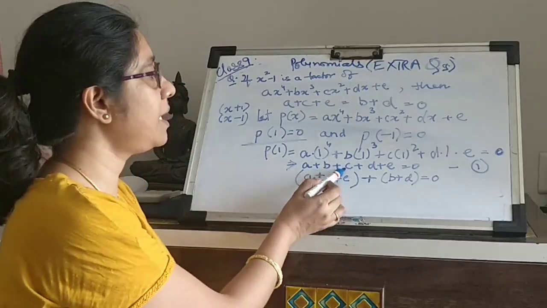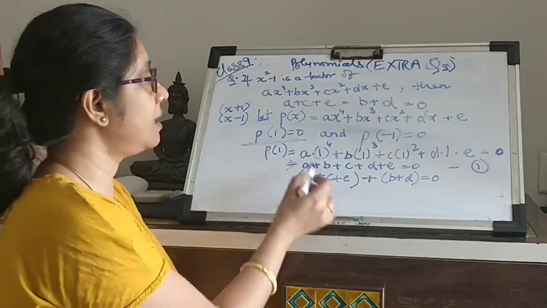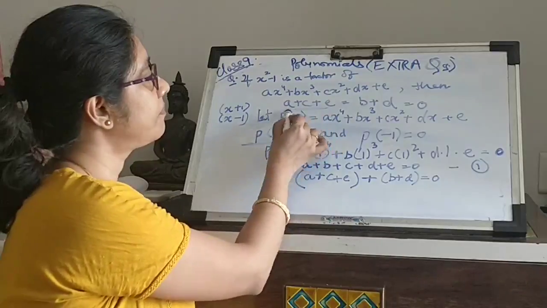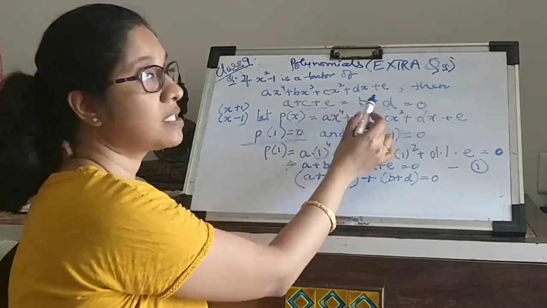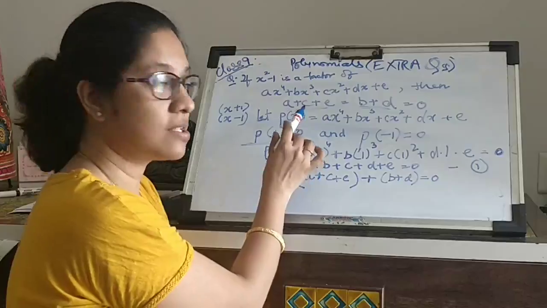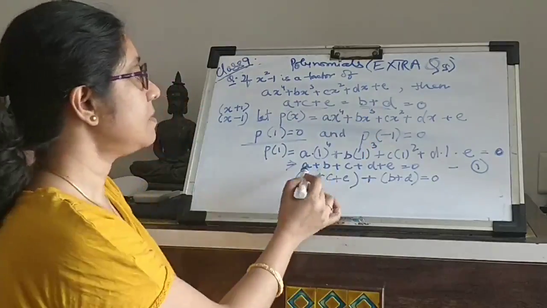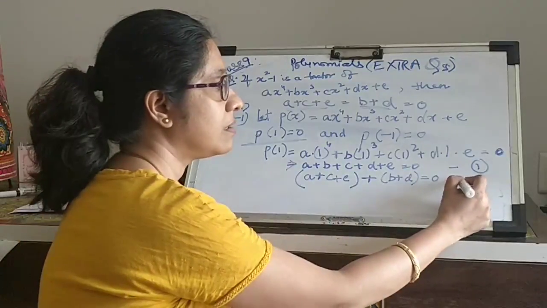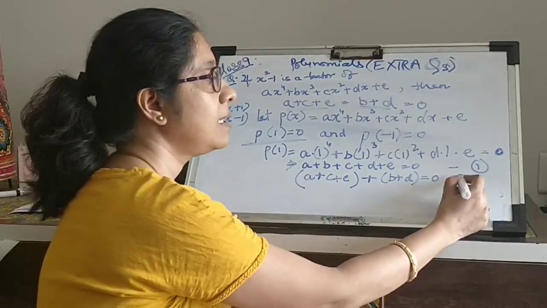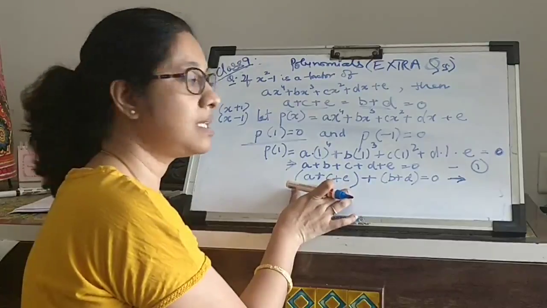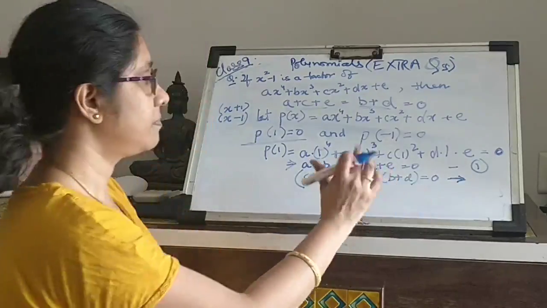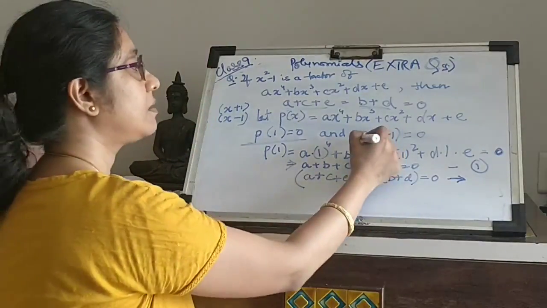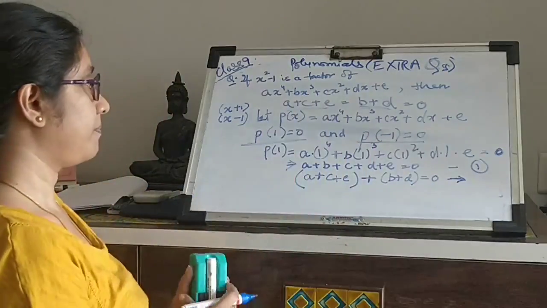Hence, I simply regrouped it, because what I need is something like this term. From the question, I have to see that I need something like A plus C plus E and B plus D. So that's what I did. Simply regrouped it and got some kind of information. I'm getting that the sum of A plus C plus E is 0 and B plus D is 0. That's it. Let's start using P minus 1 is 0.